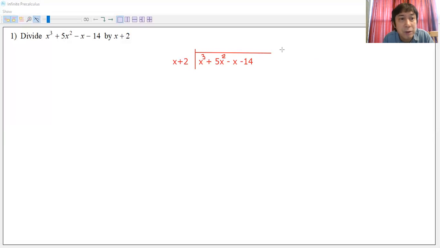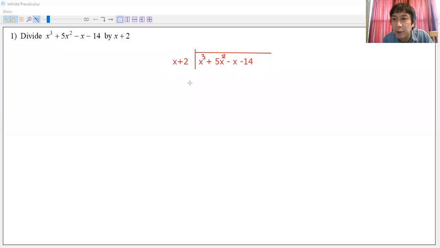So this is x cubed plus 5x squared minus x minus 14. We're going to divide it by a binomial. You see the arrangement of the polynomials from highest to lowest, so descending order. Degree 3, degree 2, then degree 1, and then degree 0. The number 14 represents degree 0. The divisor is also arranged in descending order, so the x represents the first degree, and the number 2 represents degree 0.